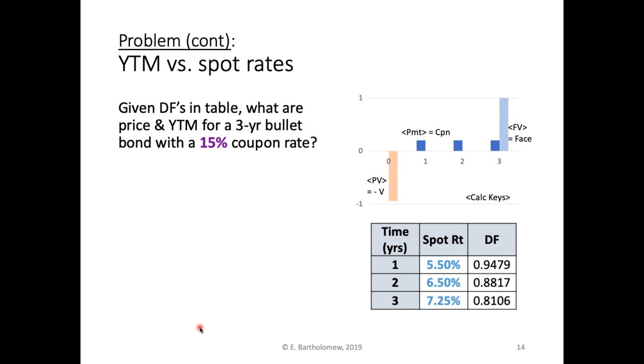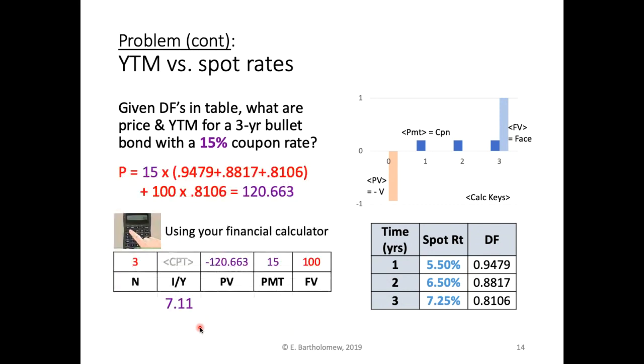So let's say we're looking at another 3-year bullet bond with a 15% coupon. Again, we have to calculate the price. Everything is the same, except now we have 15 instead of 5, and so that's going to give us a higher price. We'll put that higher price into the calculator here, and note the payment will be 15, not 5. In this case, we get 7.11. So that's less than the 7.19% yield to maturity we were getting on the 5% coupon bond.